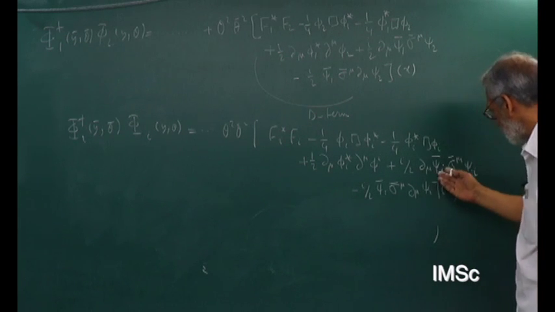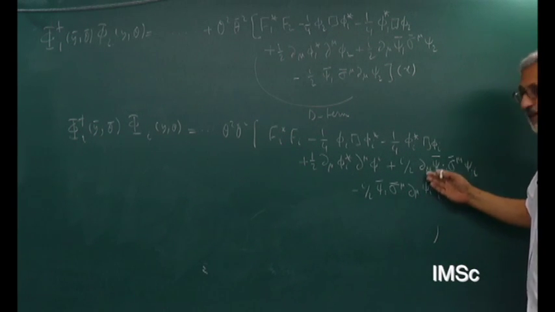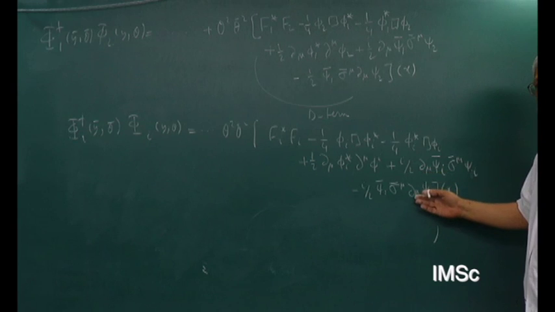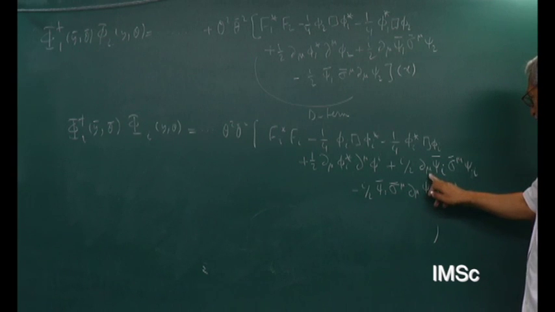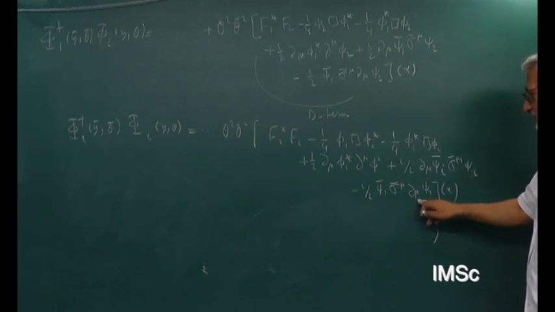Similarly, these two are equal up to a total derivative. You take the derivative, this derivative on that side, which is this term, with a change of sign, and total derivative.